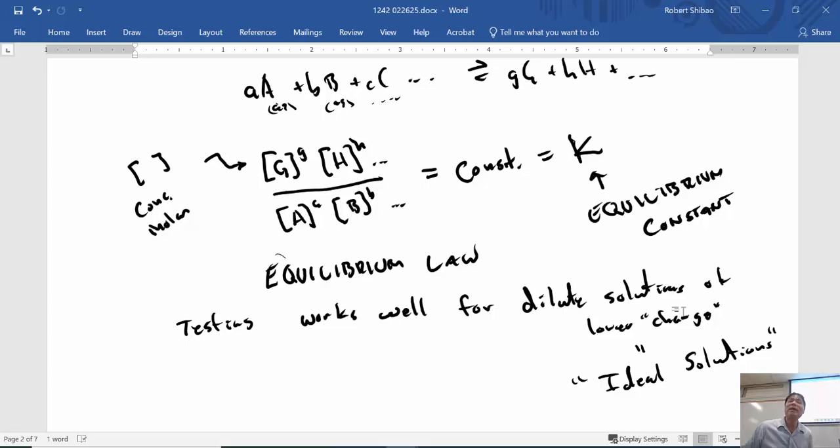Ideal solutions behave in a certain way, but unfortunately real solutions sometimes deviate from ideal behavior. And so we might think of something as being 1 molal. You guys know molality? Let's say you might think of something as being 1 molal, but sometimes its effective concentration can behave a lot less.